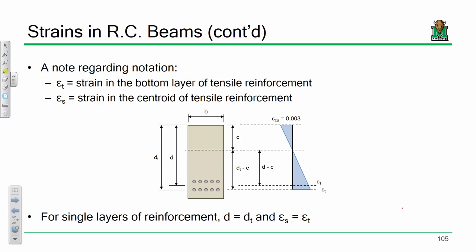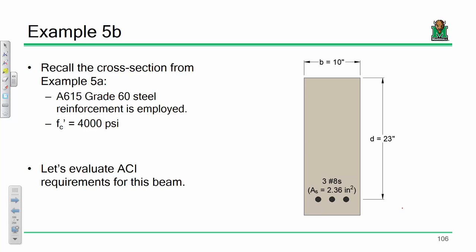But a quick note on the terminology. A lot of these limits that I've discussed are referring to the bottom layer, hence epsilon sub t. So there's a difference between the strain at the bottom and the strain sort of at the centroid. So that's just a quick note on the notation here, but we're going to be dealing with single layer reinforcement anyway, so it doesn't really matter. Any questions?